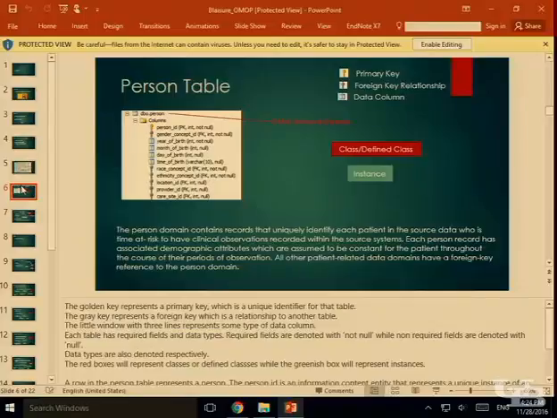So the definition presented in the documentation is: a person domain contains records that uniquely identify each patient in the source data, where other clinical information tables are linked directly back to that person.